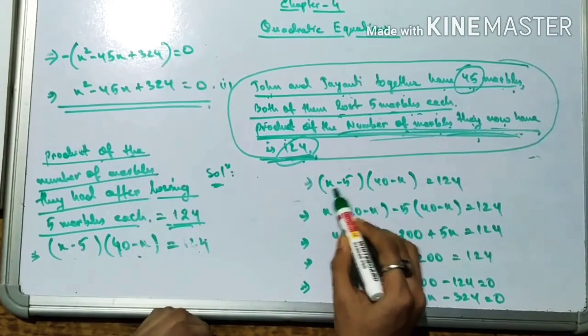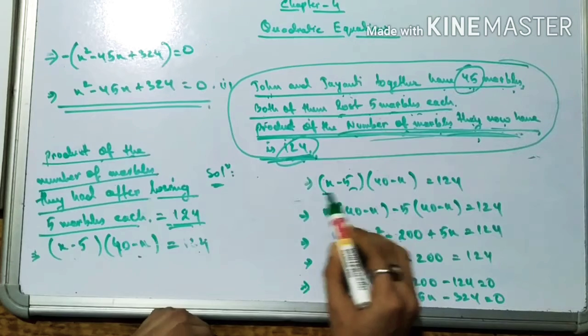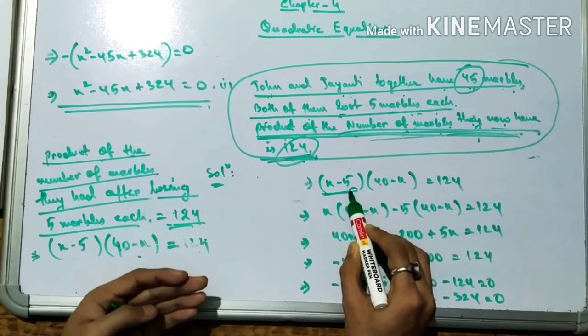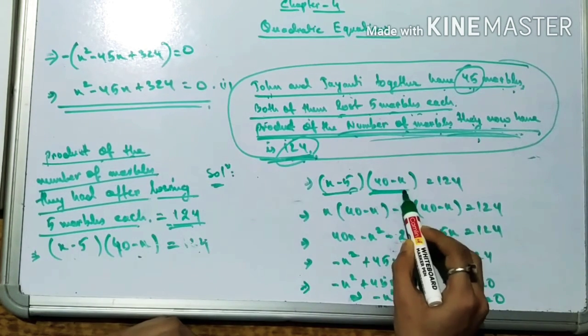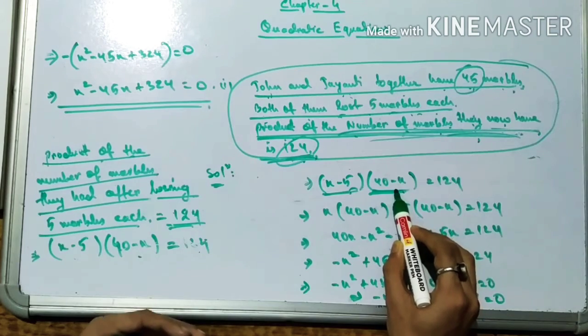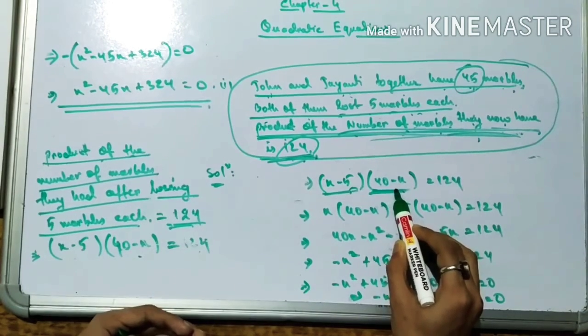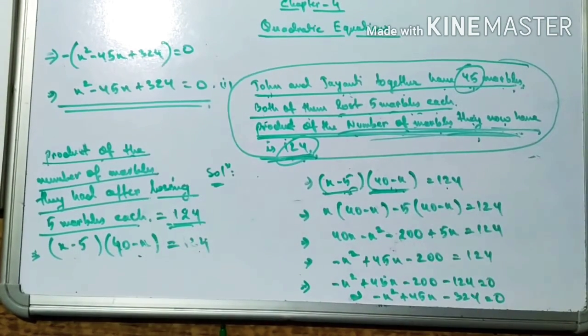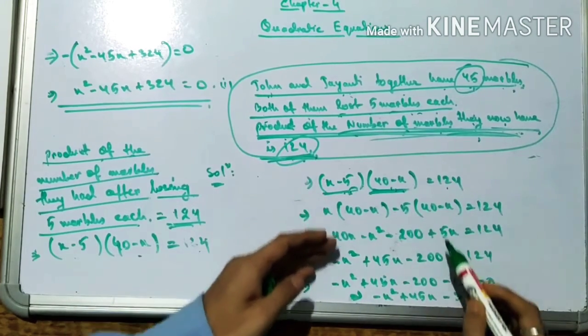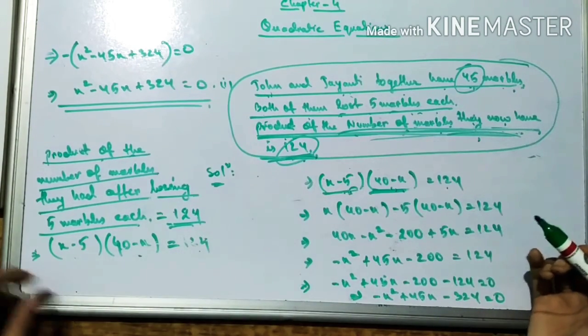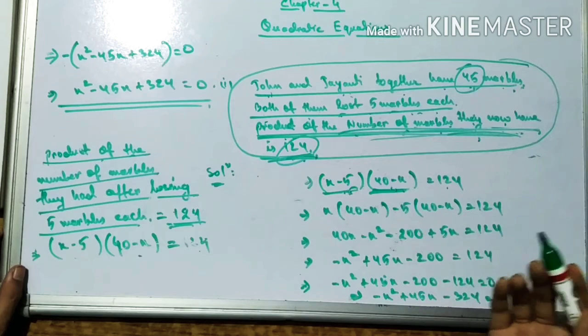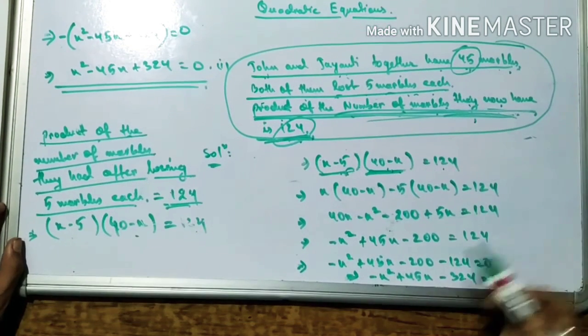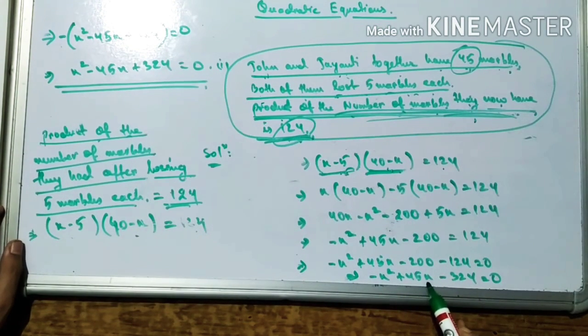So I have written x minus 5, which is the number of marbles John had after losing 5 marbles, and 40 minus x, which is the number of marbles Jayanti had after losing 5 marbles, and their product is equal to 125. You will have to solve this and bring it in the form of ax square plus bx plus c. Ultimately I got this form, minus x square plus 45x minus 324.